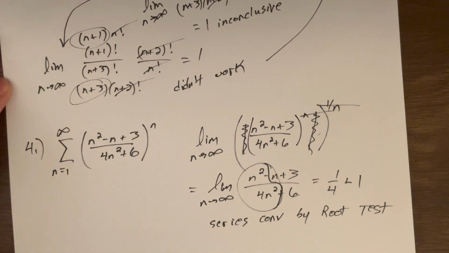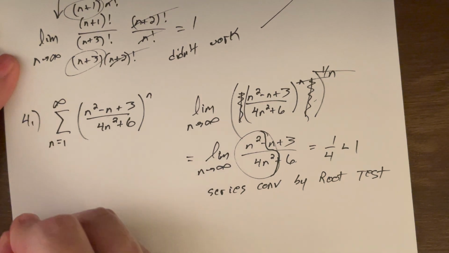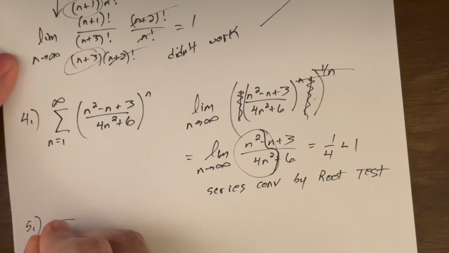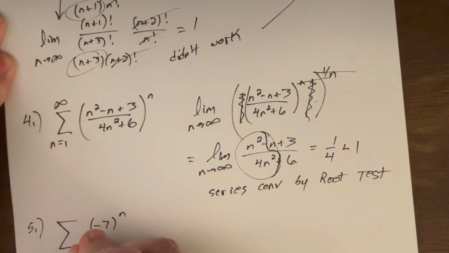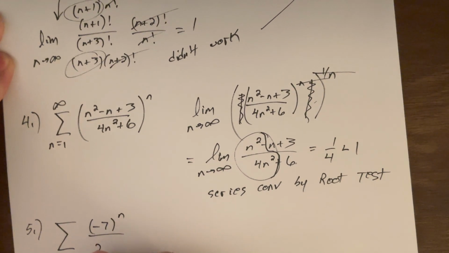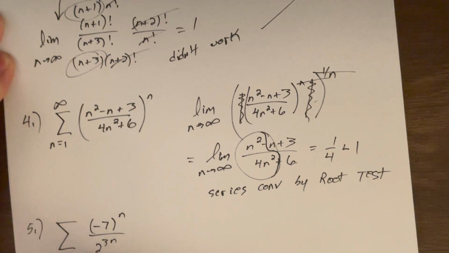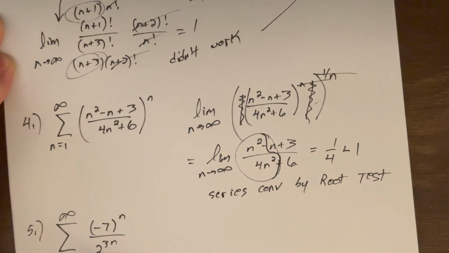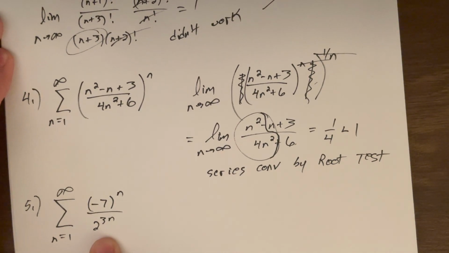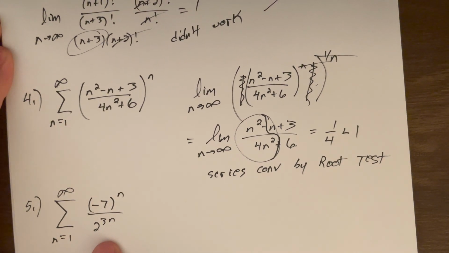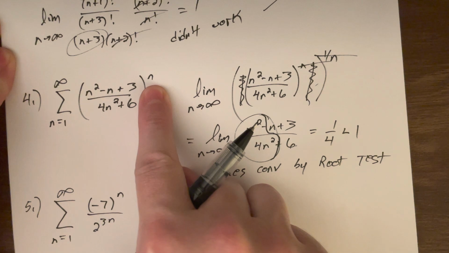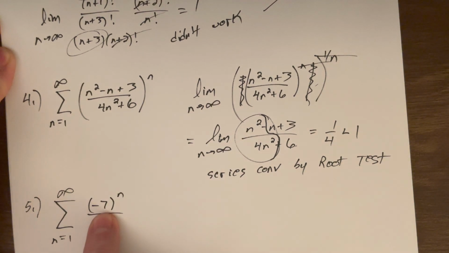Okay, so now let's jump right in to problem number 5. Problem number 5, let's look at minus 7 to the n power over 2 to the 3n power. This one is pretty interesting. Nothing's obvious here. I see that n exponent, but it's not all raised to the n the way this was. This n just applies here.